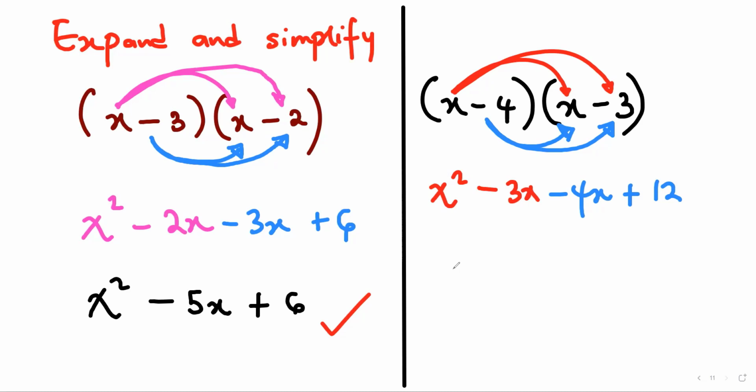You expand it, which you get x squared, and then minus 3x minus 4x. It's not times, there's no times. You add it, which will give you 7x. Is it plus or a minus? Oh, I mean minus 7x. And then we have plus 12. All right. That's it.